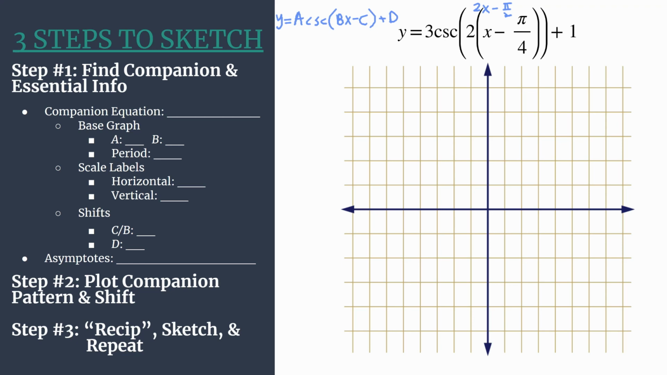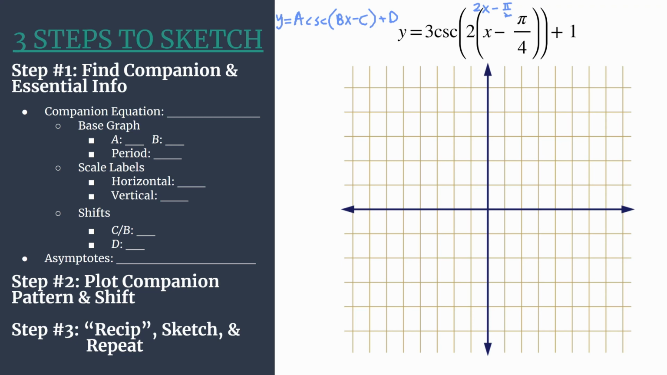In step 1, we do the bulk of our analysis. We find a companion equation. The companion equation is always going to be its reciprocal function. So in this case, sine is the reciprocal of cosecant. We'll do all of that analysis, find the essential information, so that in step 2, we can plot that companion pattern and do our shifts. We'll mark that in a different color or mark it lightly because that is going to be the basis for step 3, where we create our actual graph. So we will kind of transform our companion pattern into our reciprocal graph. We'll sketch in the graph and then repeat.